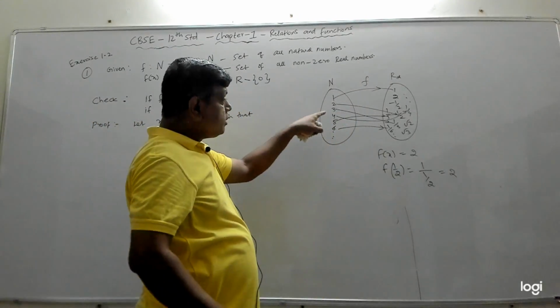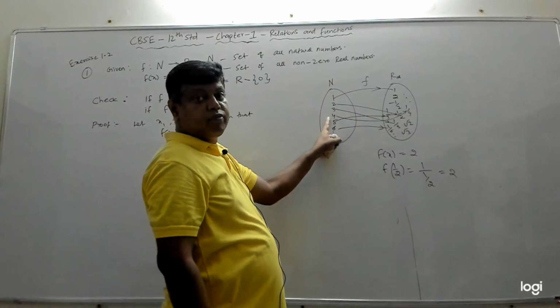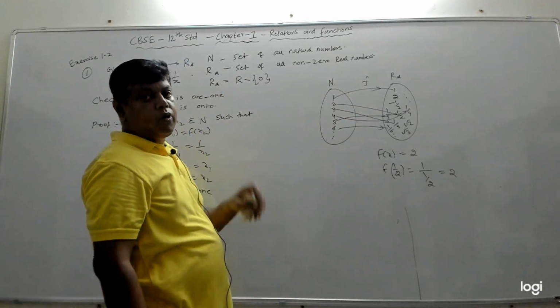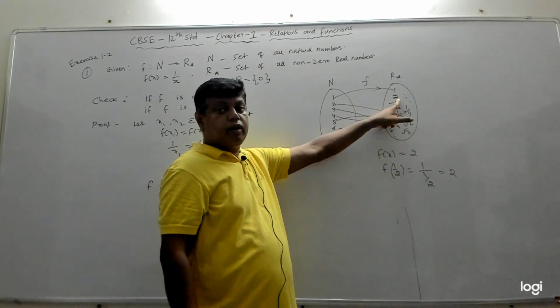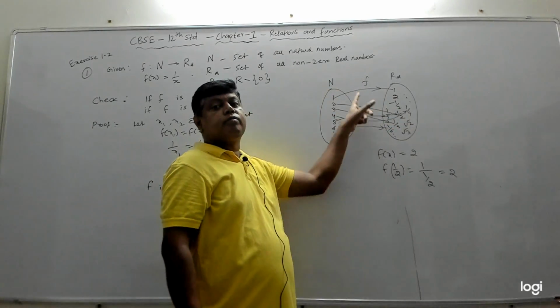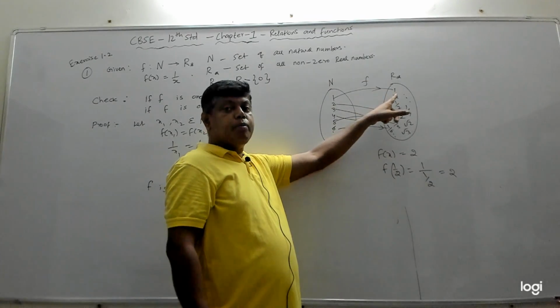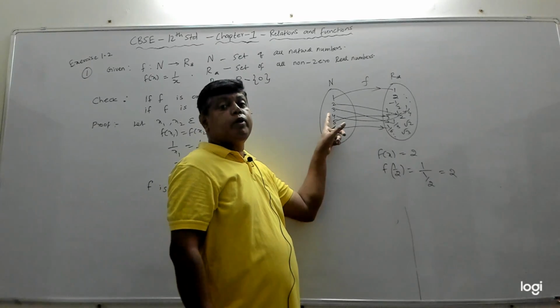If that 1 by 2 is in this set, and for every element you are able to find an element here such that f of this element is equal to 2 or 3 or whatever, then we can say it is onto. But here it is not onto because this element is not an image of any of the elements here. Because I can get f of x as 2 only when I have 1 by 2 here.